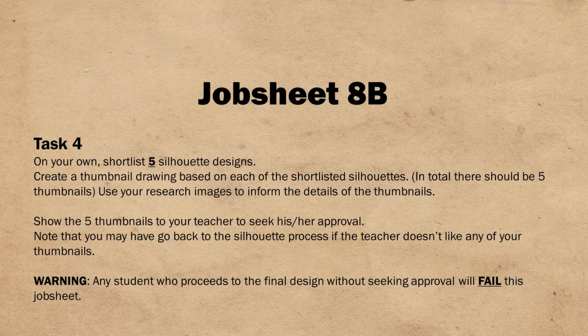For the next task, you are supposed to shortlist 5 silhouette designs from what you have drawn in task 3. Create a thumbnail drawing based on each of the shortlisted silhouettes. Therefore, in total, you should have 5 unique thumbnails. Use your research images to inform the details of the thumbnails. Show the 5 thumbnails to your teacher to seek his or her approval.